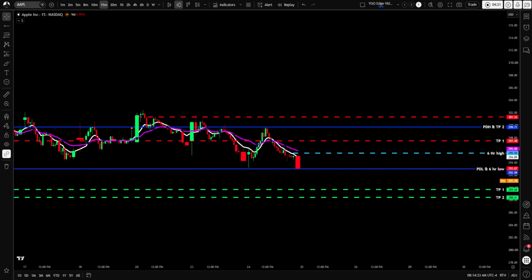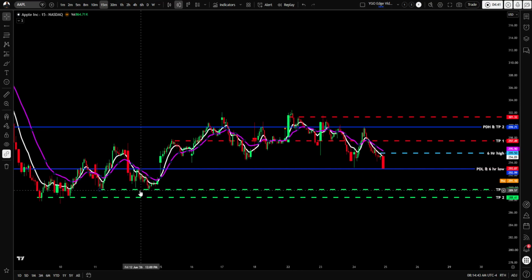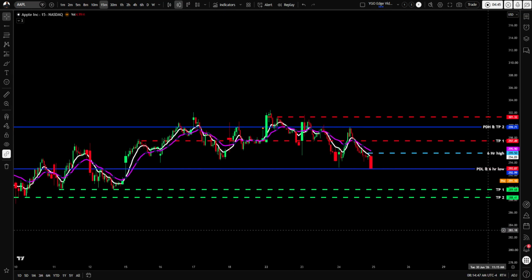So once Apple breaks the 293 as it has, my downside levels, once it breaks and retests, I'm looking at 289.68. Previous at 291, but it was already close. I moved it down a little bit because on the 15 you can see here these are two levels that it's interested in. So 289.68 and about 289.41, somewhere around that area.